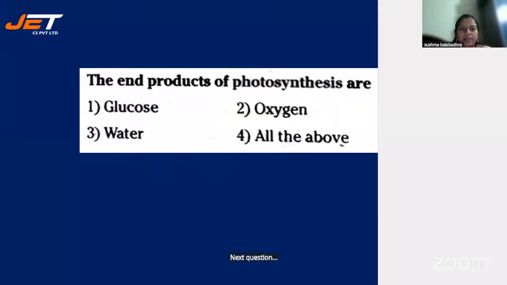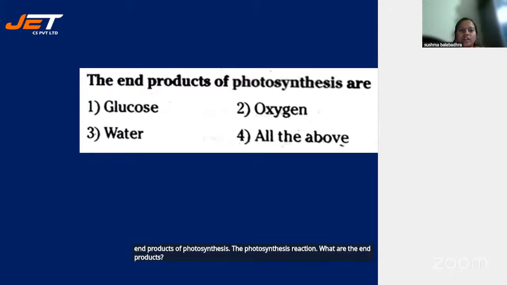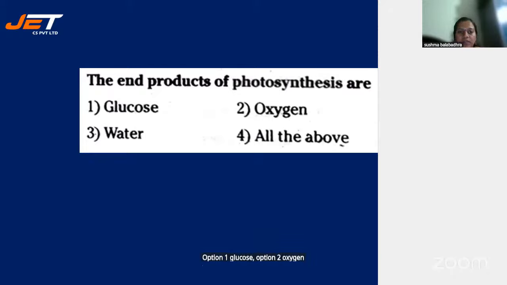The end products of photosynthesis are. Correct answer, what? End products of photosynthesis. In the photosynthesis reaction, what are the end products? Option 1, glucose. Option 2, oxygen. Option 3, water. Option 4, all the above.